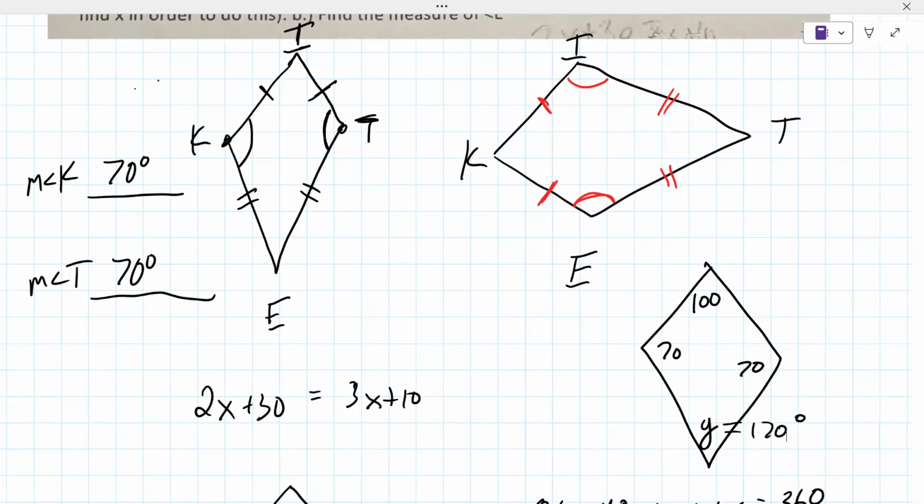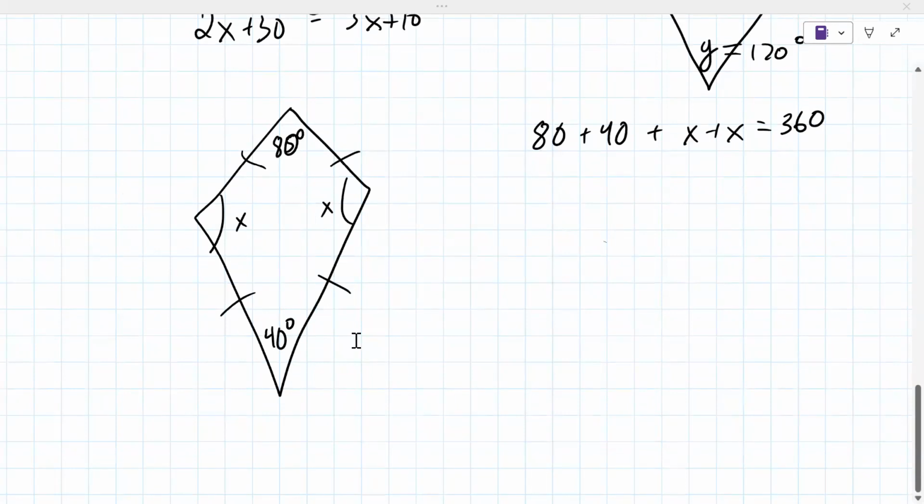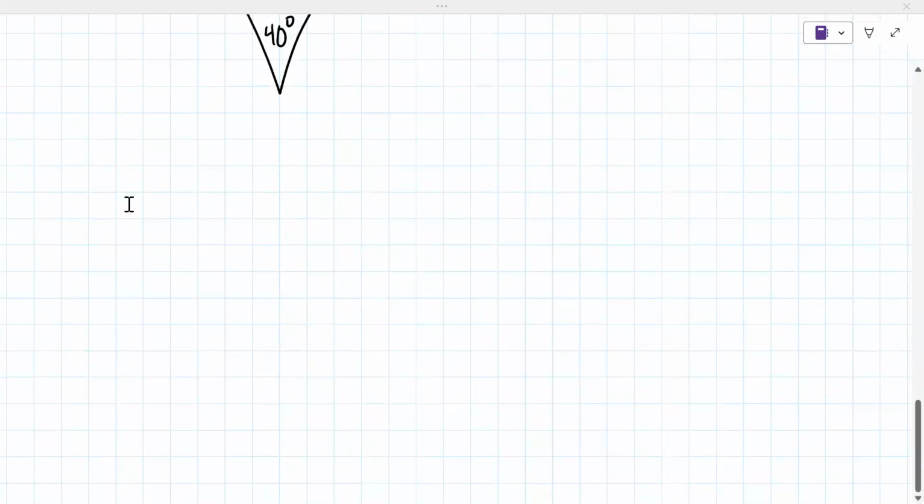Should we do another kite problem with angles, or do you want to move on to length problems of squares and rectangles? Maybe do one more kite problem. Let me see if I can find one here. I guess it would help if you had to draw this, wouldn't it? All right, let me give you another kite here. Can I try to find all of it? We'll do it in pieces. Okay.